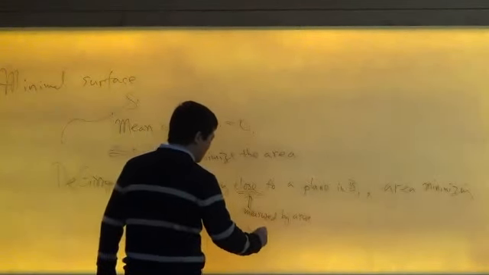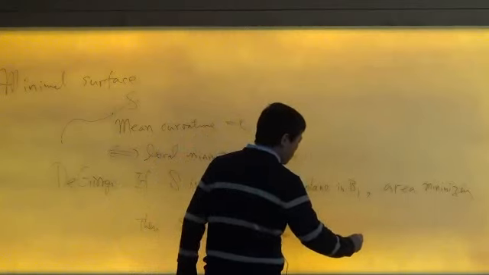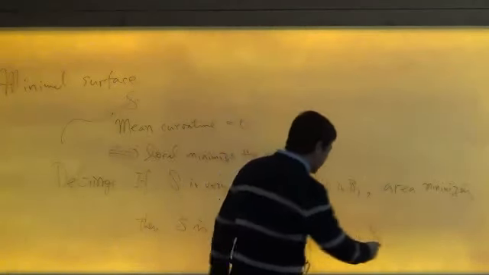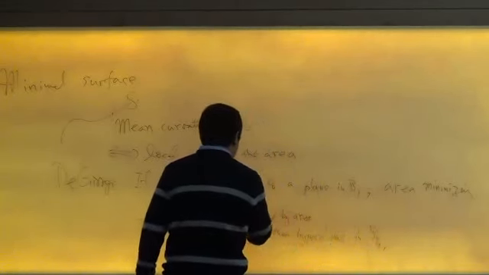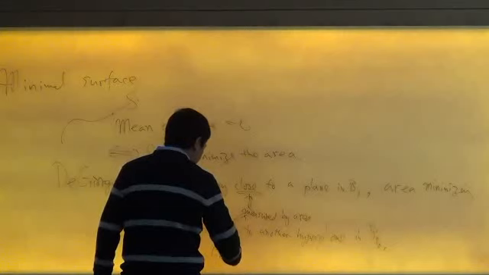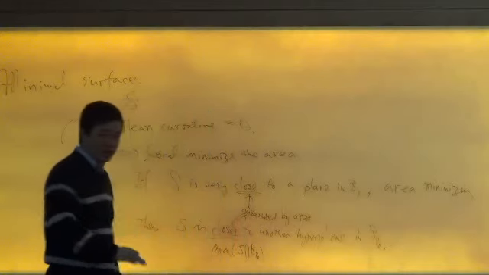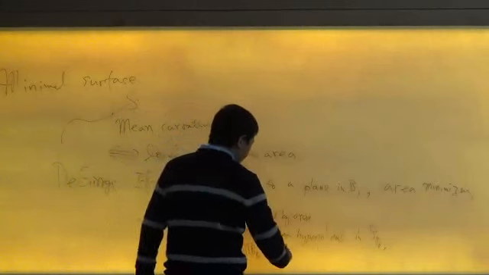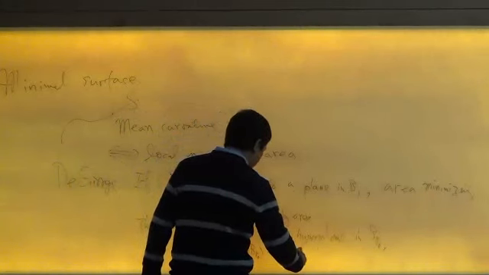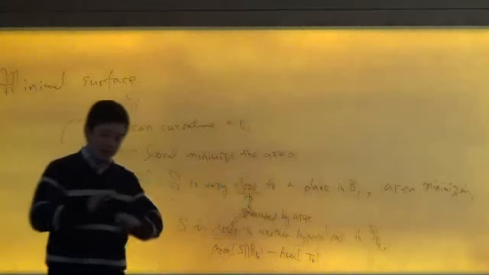Then S is closer to another hyperplane in ball R0. And this closeness is again measured by area. Then how do you say it? You measure the area of the surface intersected with the ball R0, and compare it to a flat one. In this way, the hypersurface would be compared to the flat n minus 1 dimensional disk.